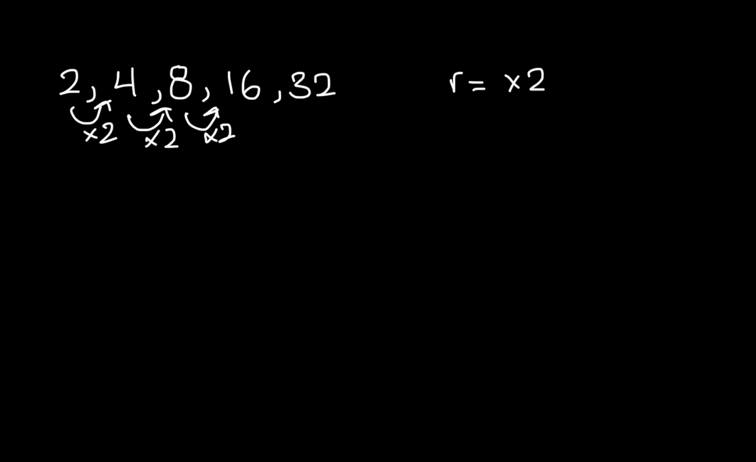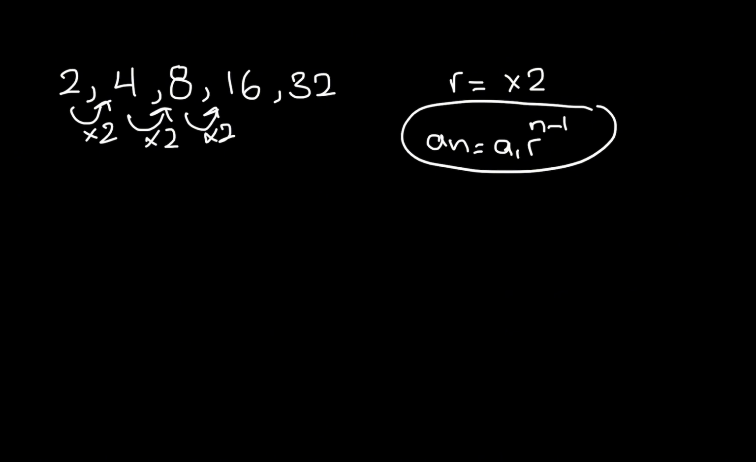This is supported by the geometric formula an equals a1 multiplied by r to the power of n take away 1. Therefore, this is a geometric sequence. Let's confirm that using the formula.